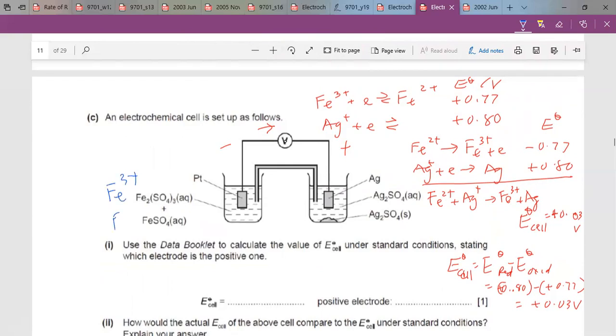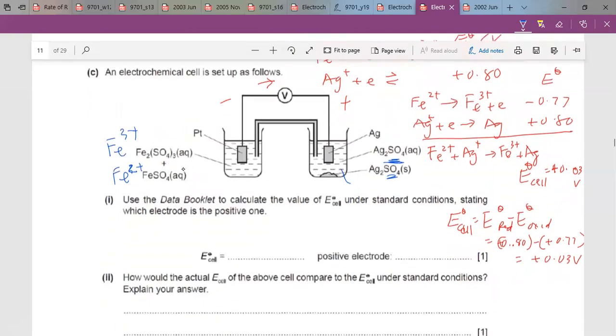Fe3+, here's Fe2+. See, all these are quite recent. Now this, of course, silver sulfate, again, is very insoluble, right? Normally it's very low, because it's a very insoluble salt. So it's very low in silver ions here.